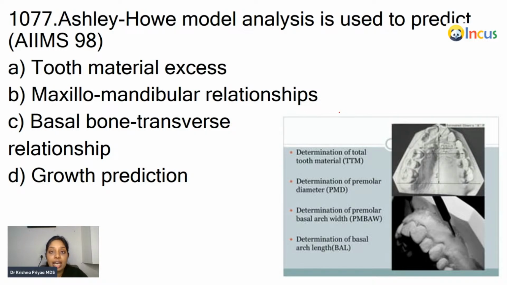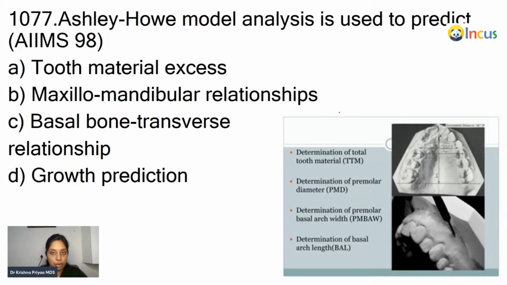They're calling it PMD and PMBAW. So PMD is nothing but the cusp tips of the premolars, taken with the help of a vernier caliper, and then their basal arch width is taken, which is noted as PMBAW. With the help of the values with which both are differentiated, we arrive at a conclusion on how to proceed with the treatment.